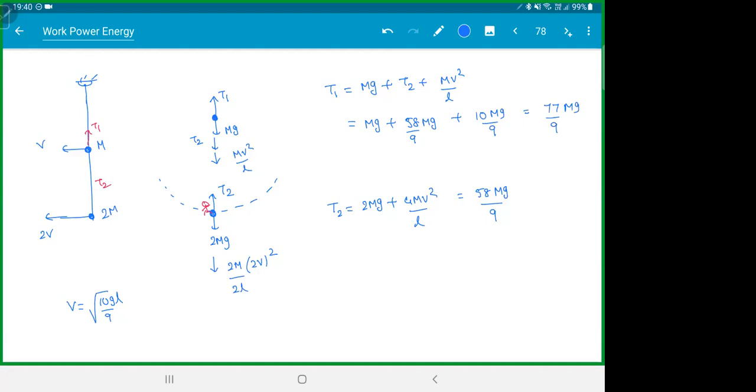So the entire rod has two different tensions. Upper rod and the lower part, the tensions are different. Check your steps. It's a good one. You can calculate this. You want to use centripetal acceleration, you can do that also. You want centrifugal, you can do that also. Generally, we'll use centrifugal force, but nothing wrong.